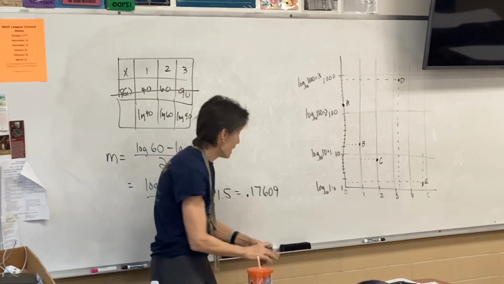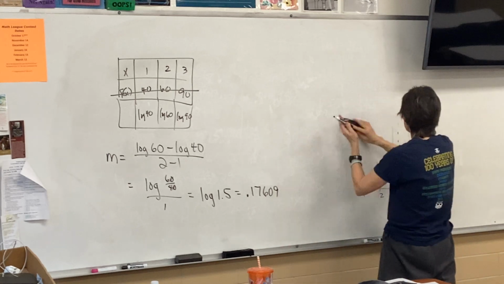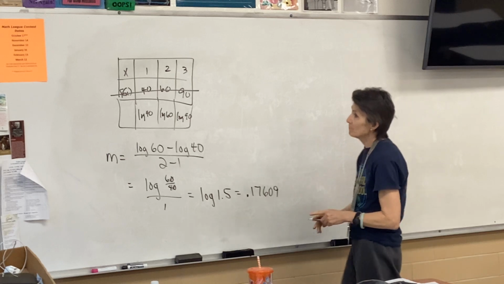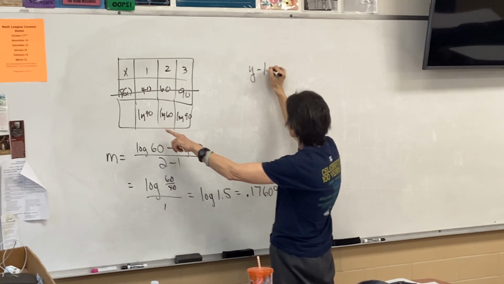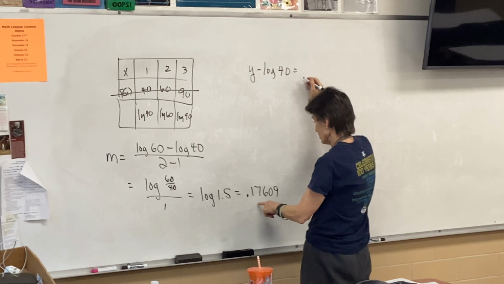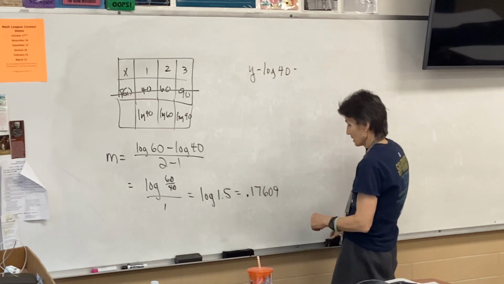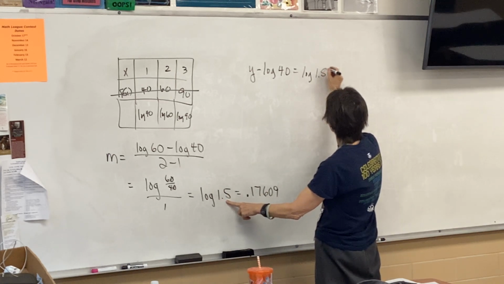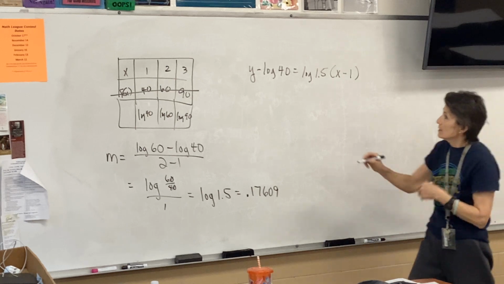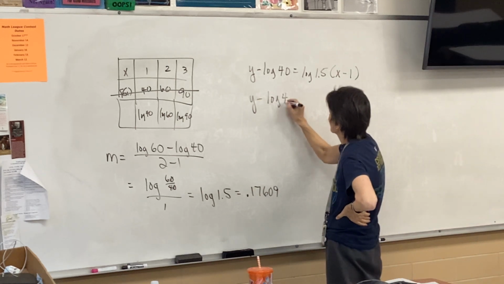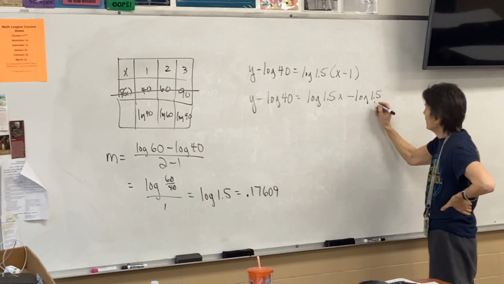Okay. Now, I have my rate of change, I have my slope, I need my equation. So I'm just going to use this first point right here, and I'm going to do point slope. Here we go. y minus the log of 40 equals 0.17609, or maybe I'll leave it log 1.5, times x minus 1. Okay, so y minus the log of 40 equals the log of 1.5 x minus the log of 1.5.